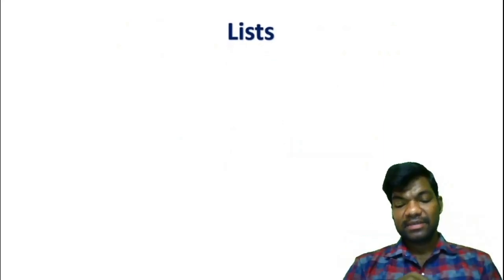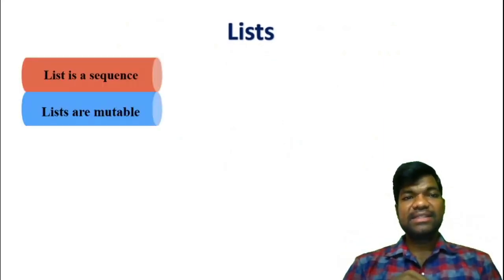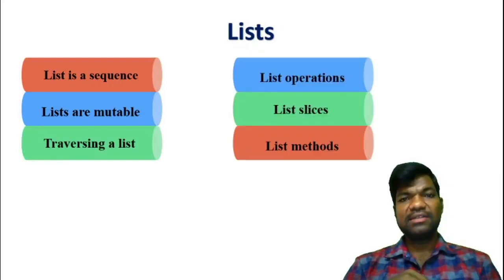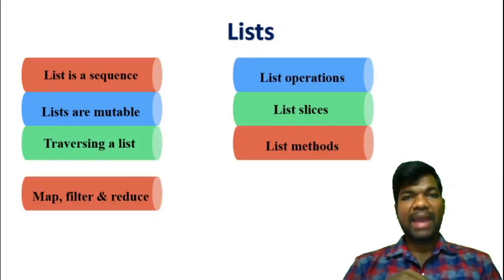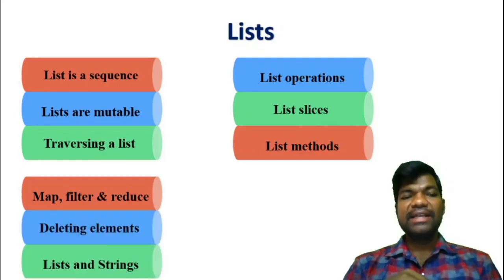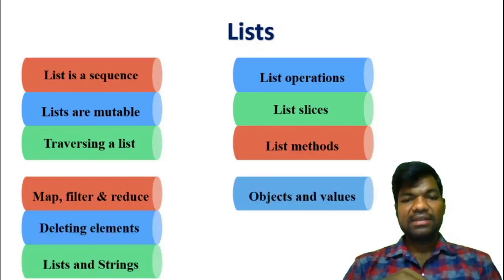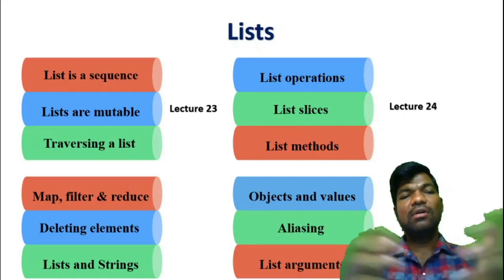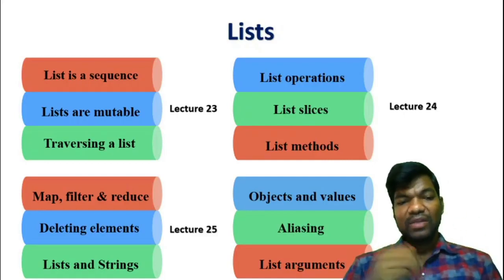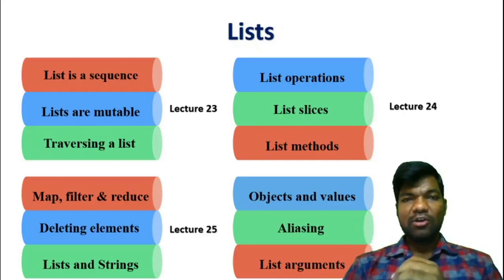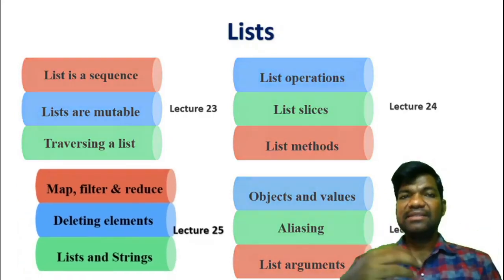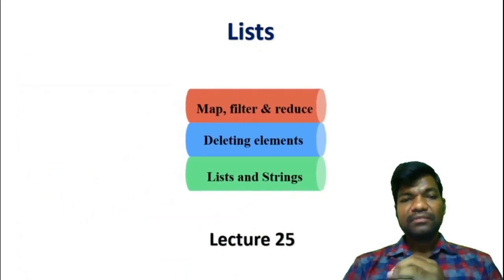Once again, check the syllabus of lists. List is a sequence, lists are mutable, traversing a list operations, list slices, list methods, map, filter and reduce, creating elements, lists and strings, object and values, aliasing and list arguments. So lecture 23-24, 6 topics are completed. Today we will learn 3 topics and next lecture we will discuss another 3 topics. Let's get into the lecture.